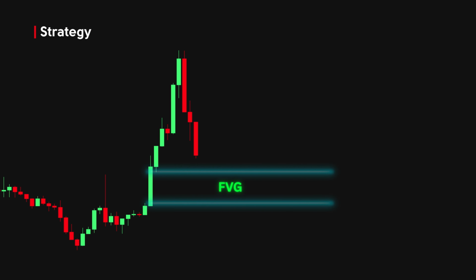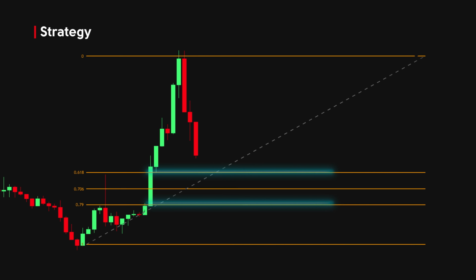Now, this is where the strategy really starts to come together and show its real strength. Once you've identified a fair value gap that sits in the direction of the higher time frame trend, the next step is to measure the move that created that imbalance. This is where the Fibonacci retracement becomes extremely useful. Take your Fibonacci tool and draw it from the beginning of the impulsive move to the end of that move, essentially measuring the push that created the gap in the first place. What this does is reveal the natural retracement levels of that impulse.